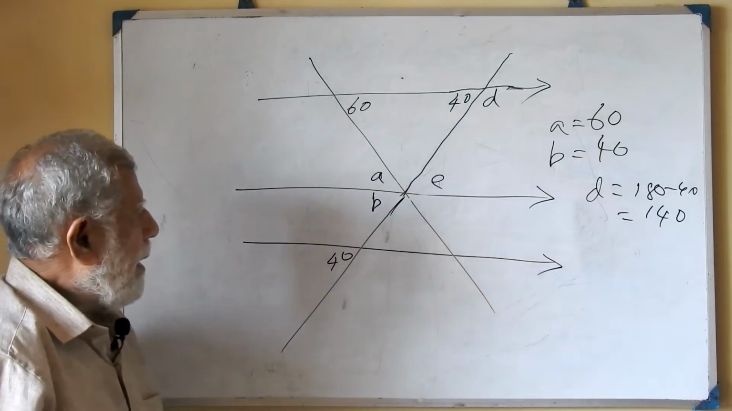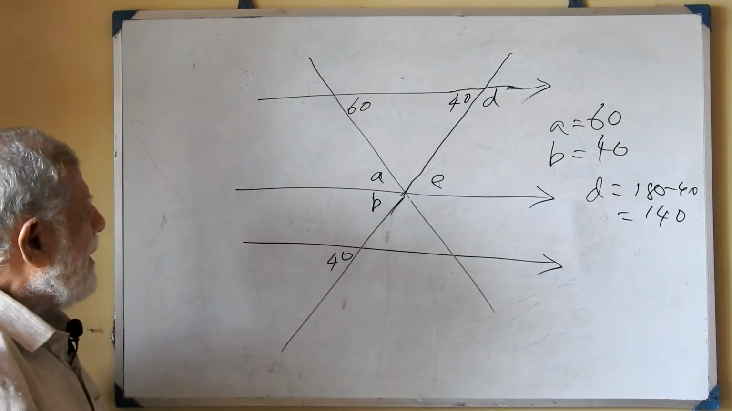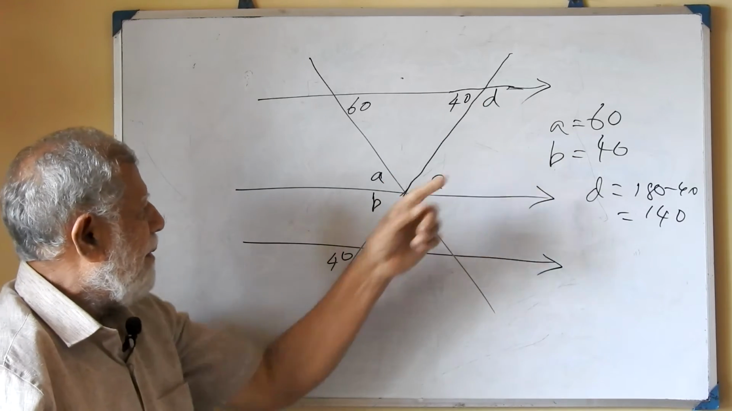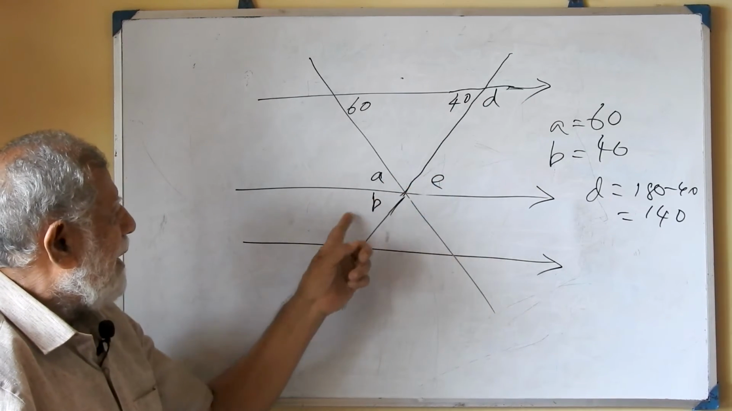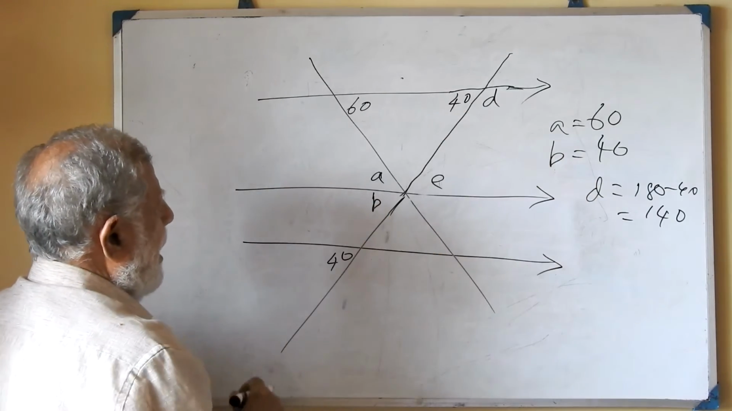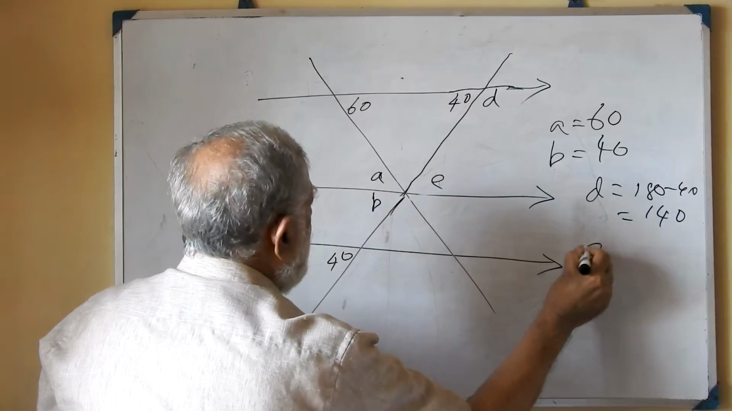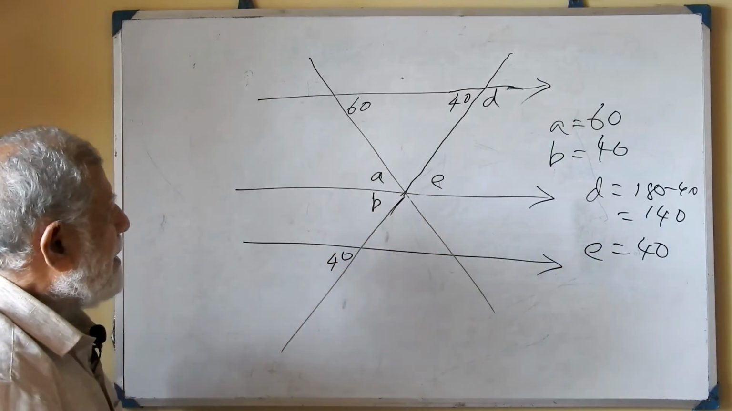And B, how to find B? There are two ways of finding B. First of all, we have the allied angle, but that's a different, longer method. But we can see B and E, they are vertical opposite angles. Here two lines are intersecting. So B is equal to E, E is equal to 40 degrees. So we have found all the angles.